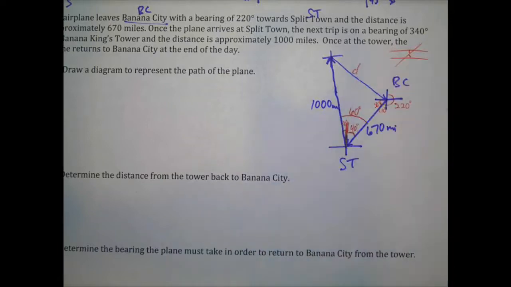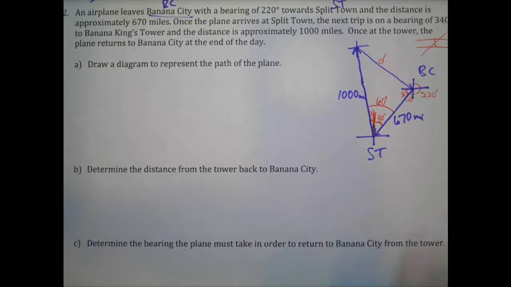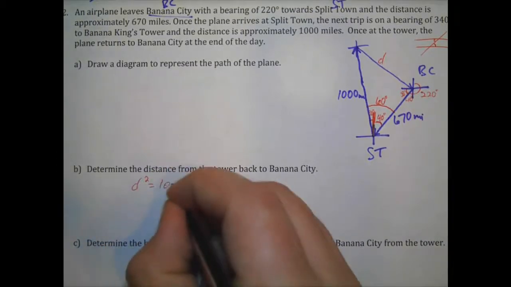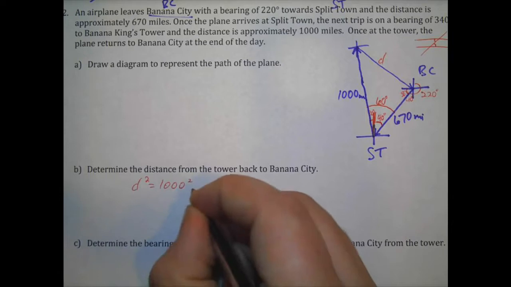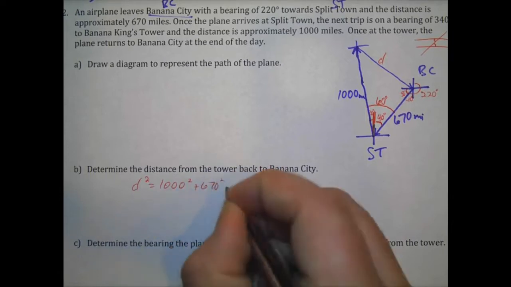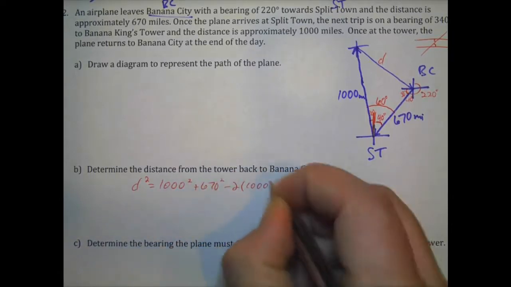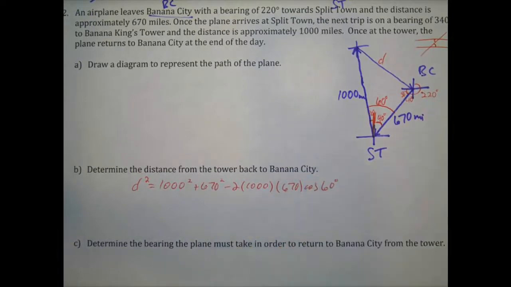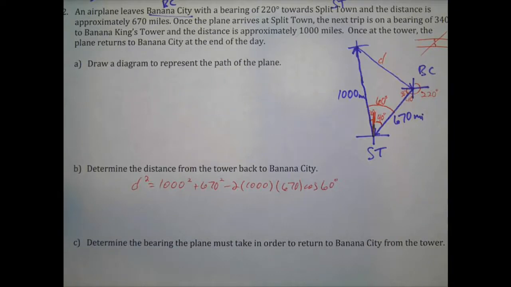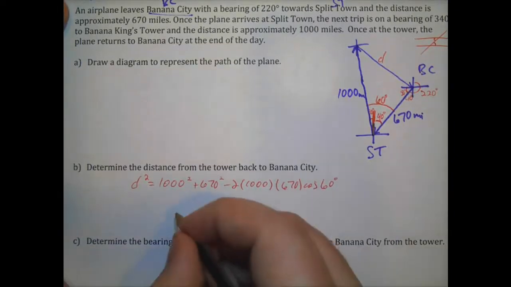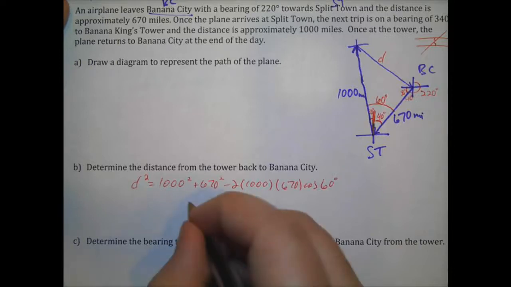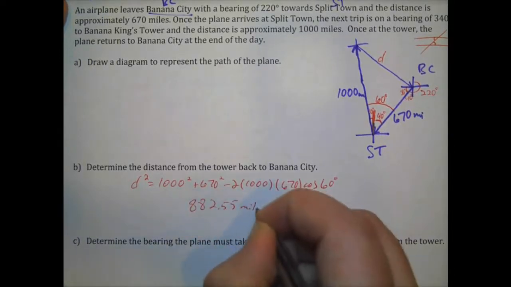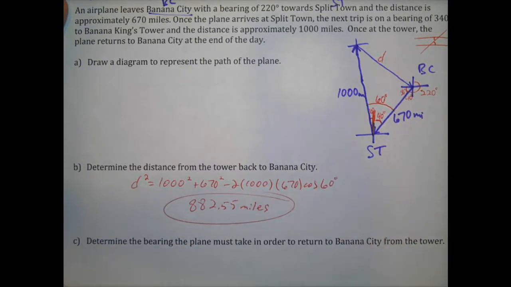I want to find that distance right there, and I can do that using what we just learned previously with the law of cosines. So I have d squared equals 1,000 squared plus 670 squared minus 2 times 1,000 times 670 cosine of that angle across, which is 60 degrees. Once we do this calculation, we will figure out that we have 882.55 miles. All right, so there's our distance there.